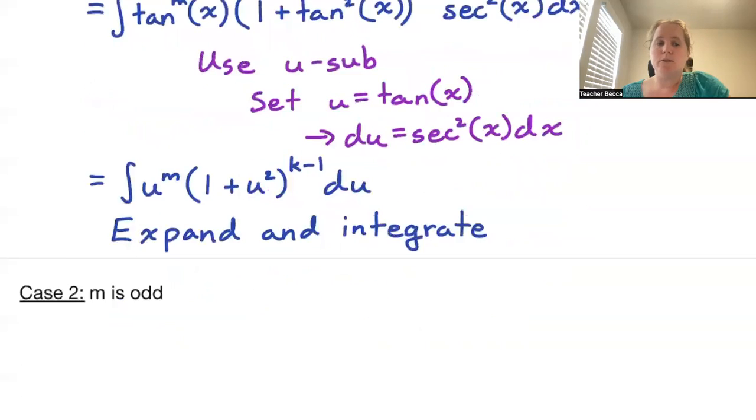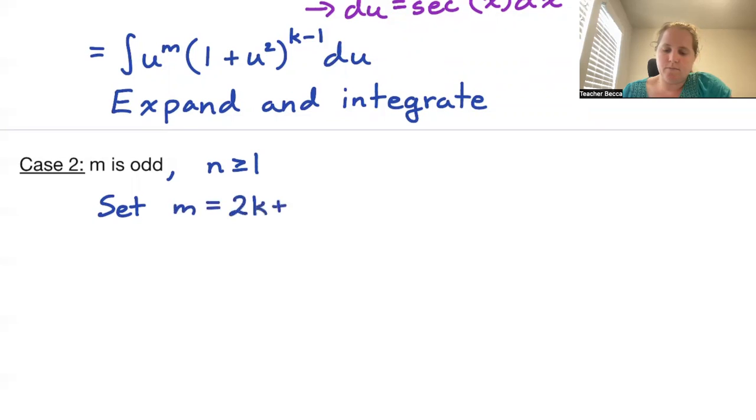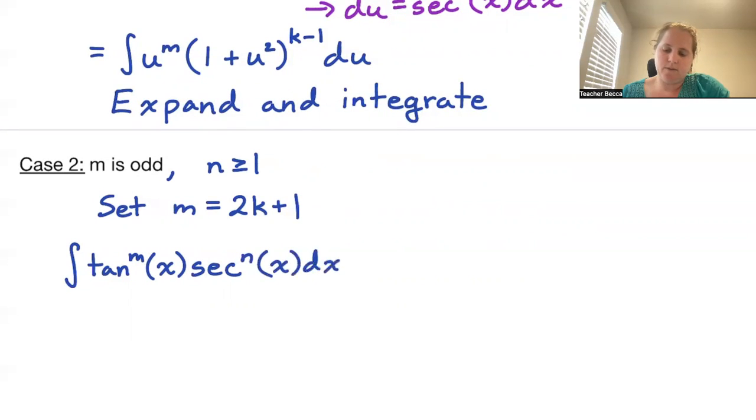Next up is our other possible u substitution. So in the case where m is odd, we can also apply u sub. So if m is odd and n is greater than or equal to 1, so n is not equal to 0, then we will go ahead and set m equal to 2k plus 1. So we have the integral of tangent to the m of x times secant to the n of x dx is equal to the integral of tangent to the 2k plus 1 of x times secant to the n of x dx.